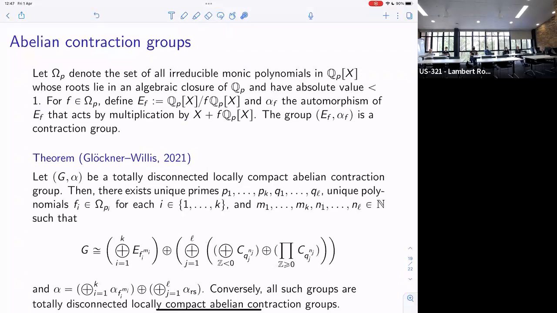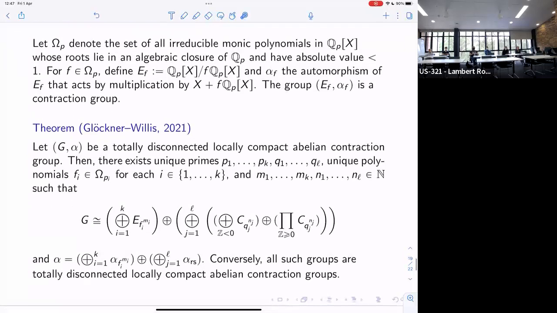Now, in the case when we have an abelian TDLC contraction group, and this theorem, we can say exactly what these groups are. And I'll tell you what they are here.